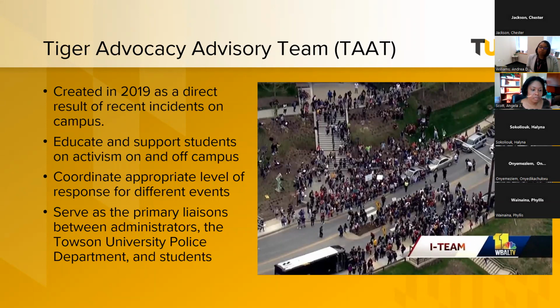So again, like I stated in the previous slides, TU is a public institution, so we do allow students to peacefully and respectfully tell their views and express themselves, but there is a certain way that you do it, and you will go through the TAT team right here. And it's, again, to educate and support students on activism on and off campus. And it coordinates appropriate levels of response for different events. It's a way for a liaison for my office, TUPD, and different offices around the university and students to come together to, again, peacefully and tactfully demonstrate their views and beliefs.